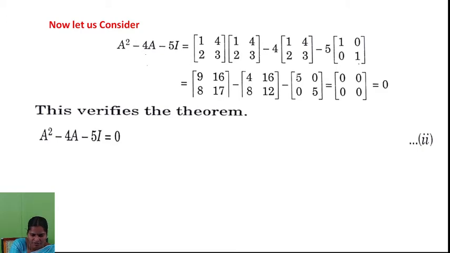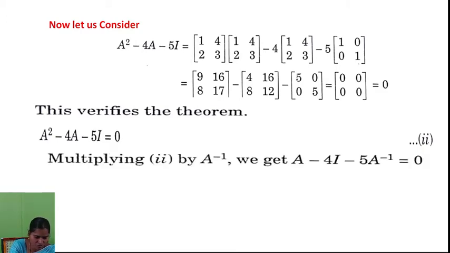We have A squared minus 4A minus 5I equal to 0. In this, multiply both sides by A inverse. If you multiply both sides by A inverse, what do we get? Here A will be there, minus 4 into A inverse times A is I, so 4I, minus 5 into A inverse will come.